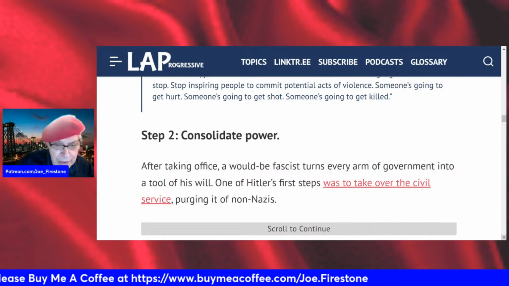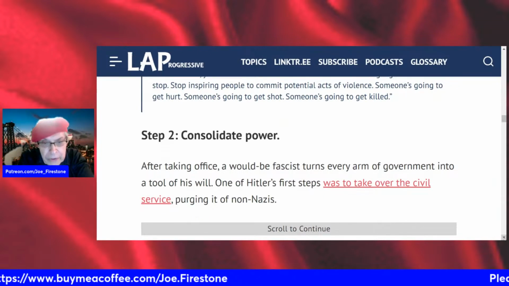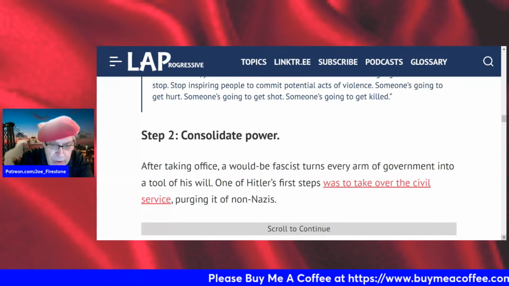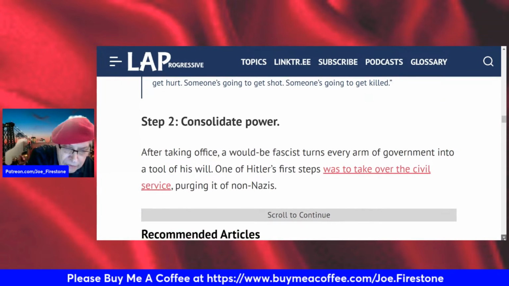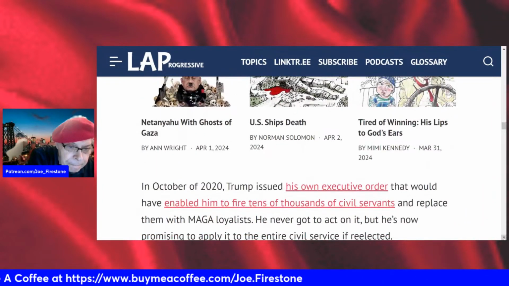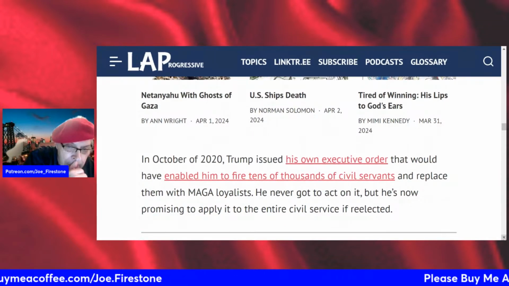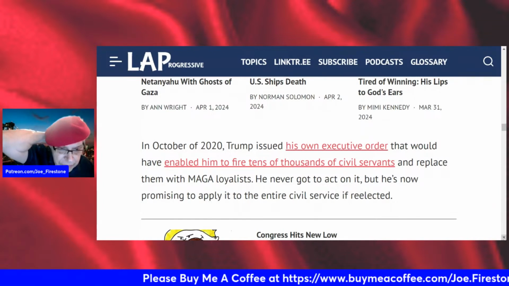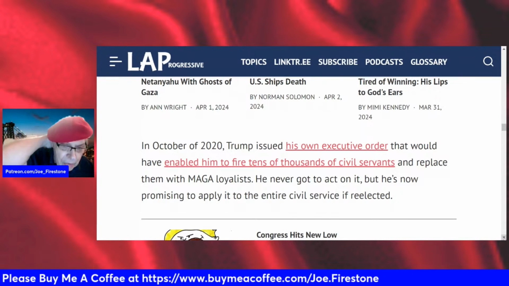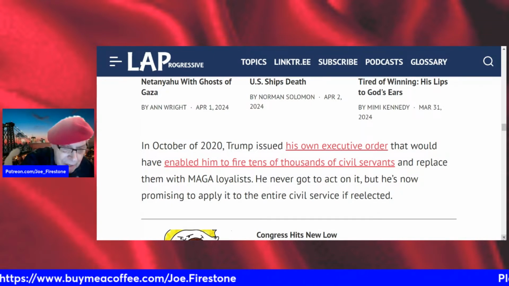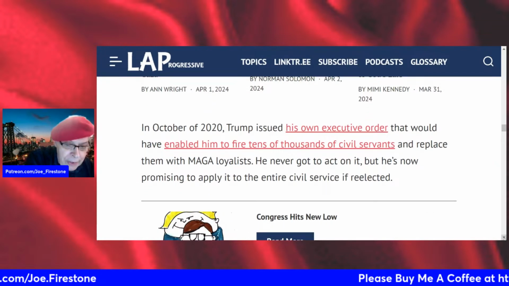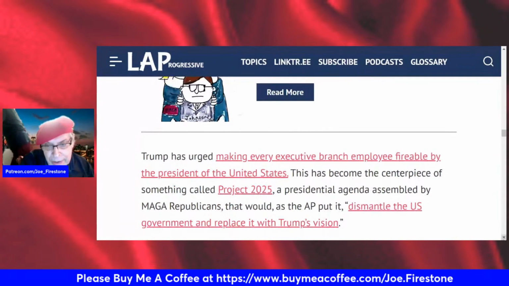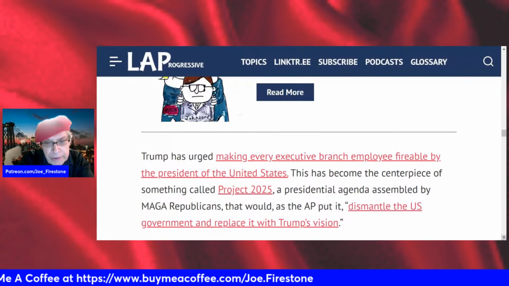Step 2, consolidate power. A would-be fascist turns every arm of government into a tool of his will. One of Hitler's first steps was to take over the civil service, purging it of non-Nazis. In October of 2020, Trump issued his own executive order that would have enabled him to fire tens of thousands of civil servants and replace them with MAGA loyalists. He never got to act on it, but he's now promising to apply it to the entire civil service if reelected. Trump has urged making every executive branch employee fireable by the President of the United States.